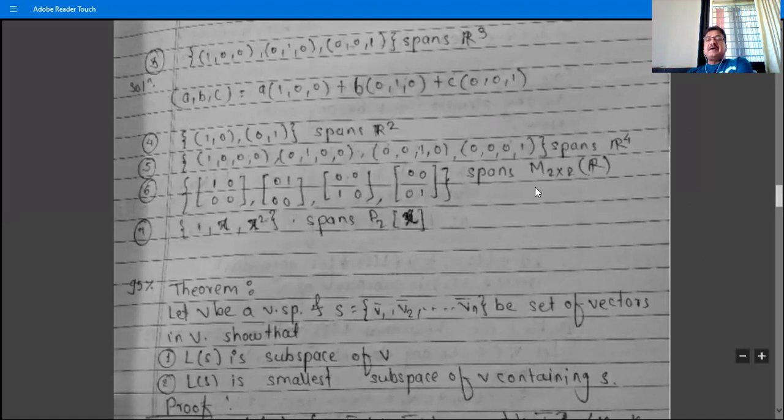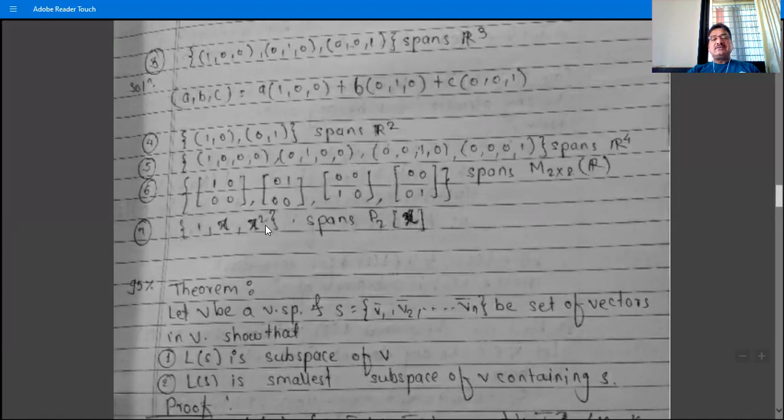How can we show this set spans M2 by 2 R? We have to show every vector of M2 by 2 R is expressed as a linear combination of these four vectors. So take any vector as a 2 by 2 matrix [A B; C D] from M2 by 2 R, and then we can express that vector as a linear combination of these four vectors as A into [1 0; 0 0] plus B into [0 1; 0 0] plus C into [0 0; 1 0] plus D into [0 0; 0 1]. And therefore every vector of M2 by 2 is expressed as a linear combination of these four vectors, and therefore the set of these four vectors spans M2 by 2 R.